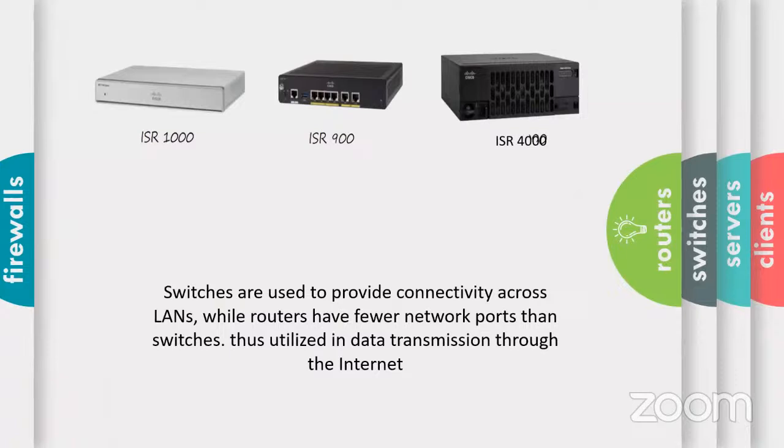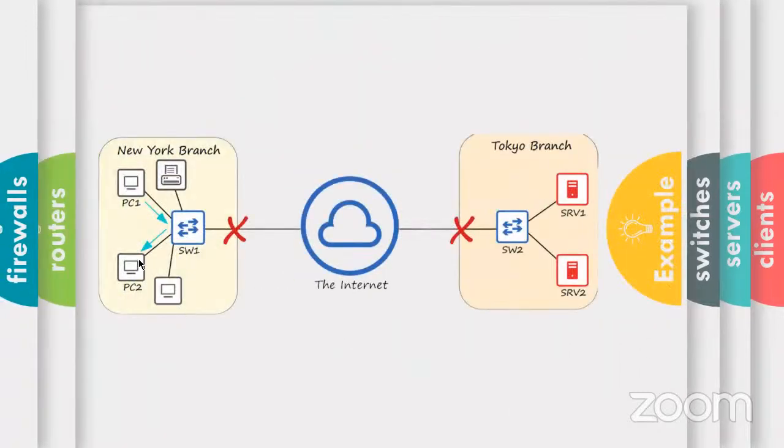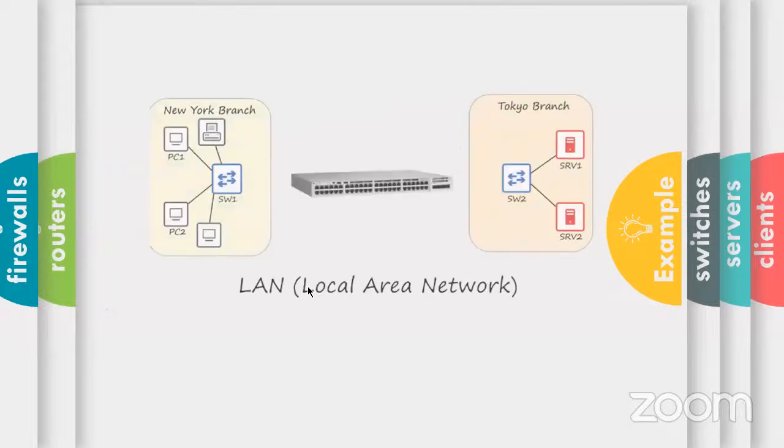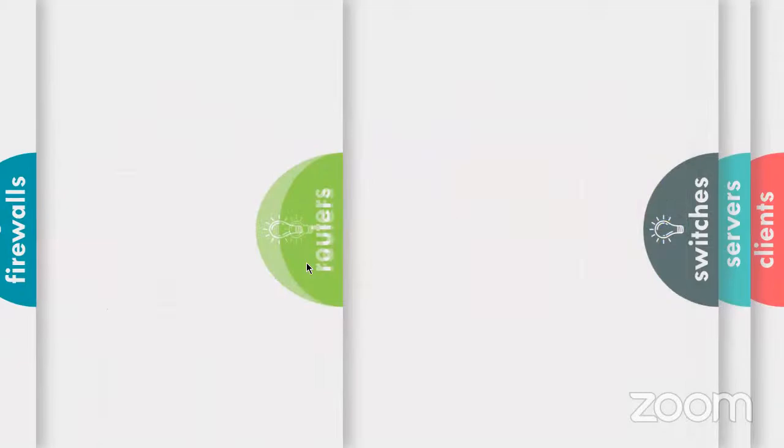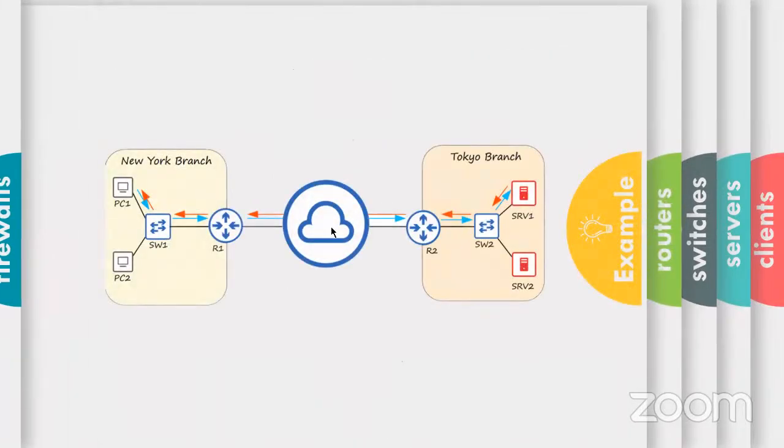So routers are used to connect the LANs. Switches are used to connect the end devices as one. Routers are used to connect these LANs. That means whenever there are two LANs, you will use a router here to connect that to the internet. And this is how the entire connection goes.